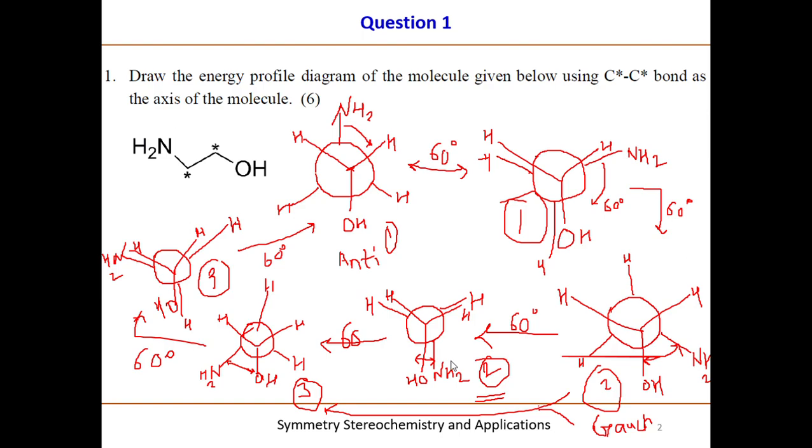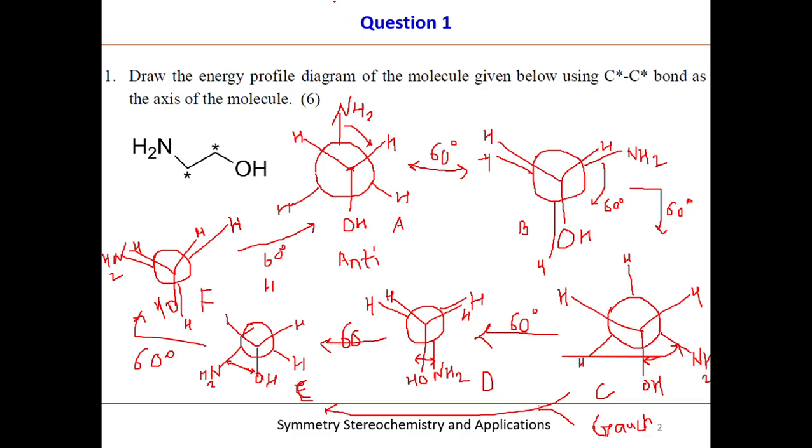Now we will give numbering A, B, C, D to draw the energy profile diagram. So I will erase the first numbering. So this is A, B, C, D, E, F.